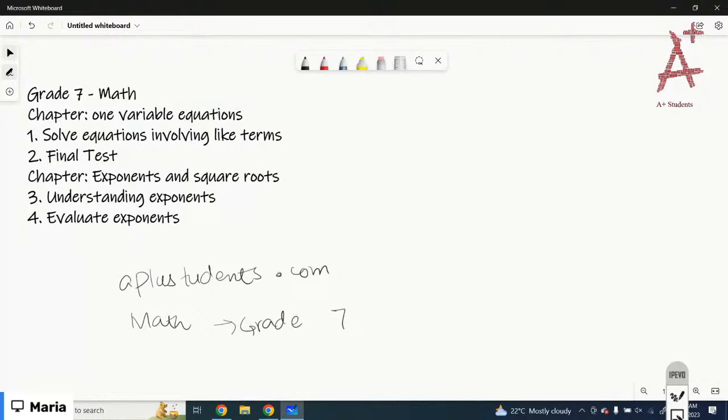There you can find a list of the chapters. We're going to start with chapter 1, variable equation, and the lesson we're going to cover today is solve equations involving like terms. Then we'll do the final test of the chapter. We'll start the new chapter, exponents and square roots, and the lessons we are going to cover today are understanding exponents and evaluate exponents. So let's start with the first lesson, solve equations involving like terms.